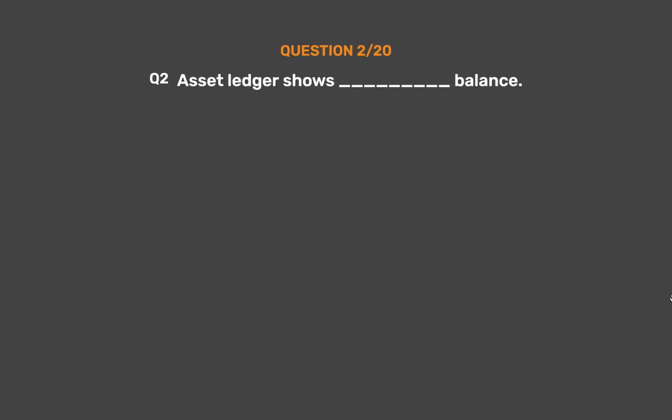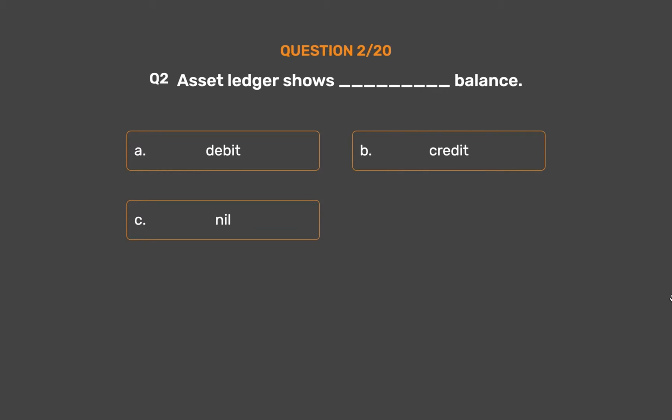Question number 2. Asset ledger shows _ balance. Option A. Debit. Option B. Credit. Option C. Nil. Option D. Balance.